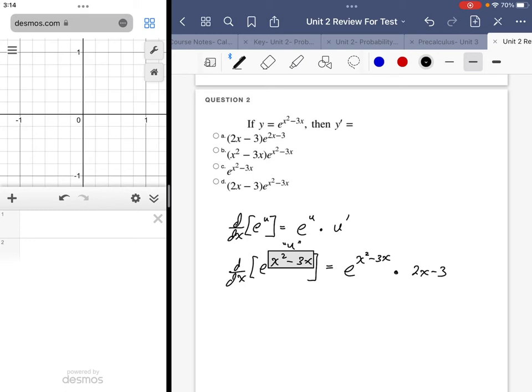All right, so the one that has a 2x minus 3 multiplied by e to the x squared minus 3x would be, it looks like choice D.